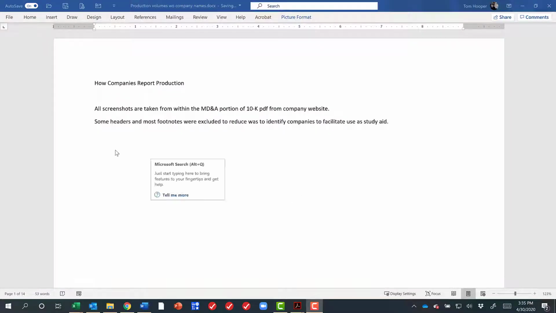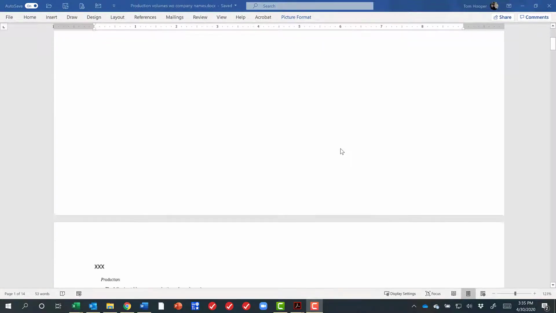Okay, in this file I have compiled what I'm calling how companies report their production, because we'll need that for the upper left historical daily production. I took all of these screenshots from somewhere in the MD&A portion of each 10K on the company's website. And I removed some of the headers and most of the footnotes because I wanted to keep the company names off of this so you could go practice and see if you can find where these are as well.